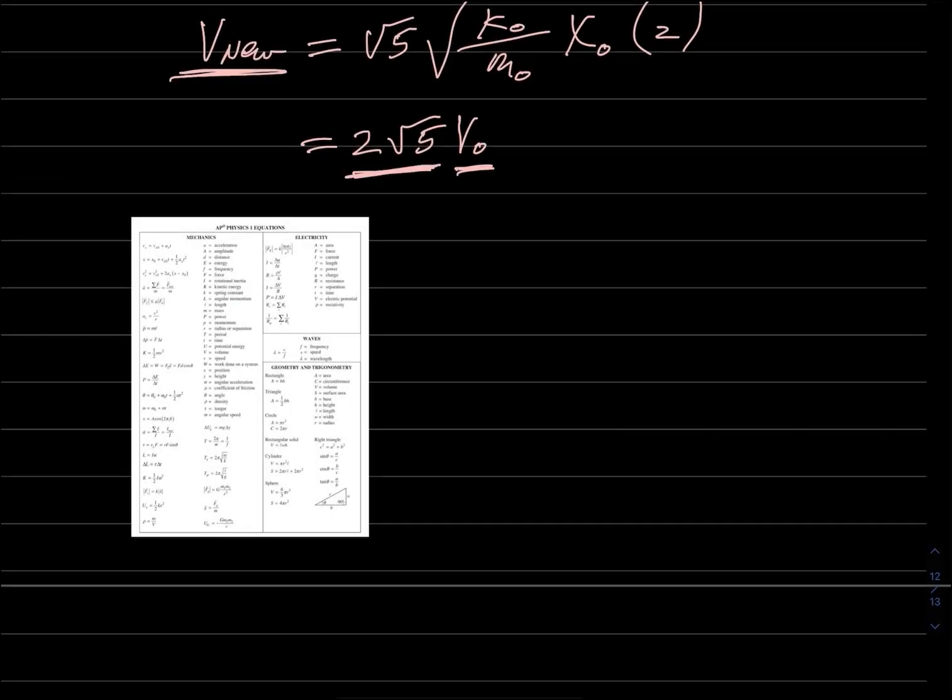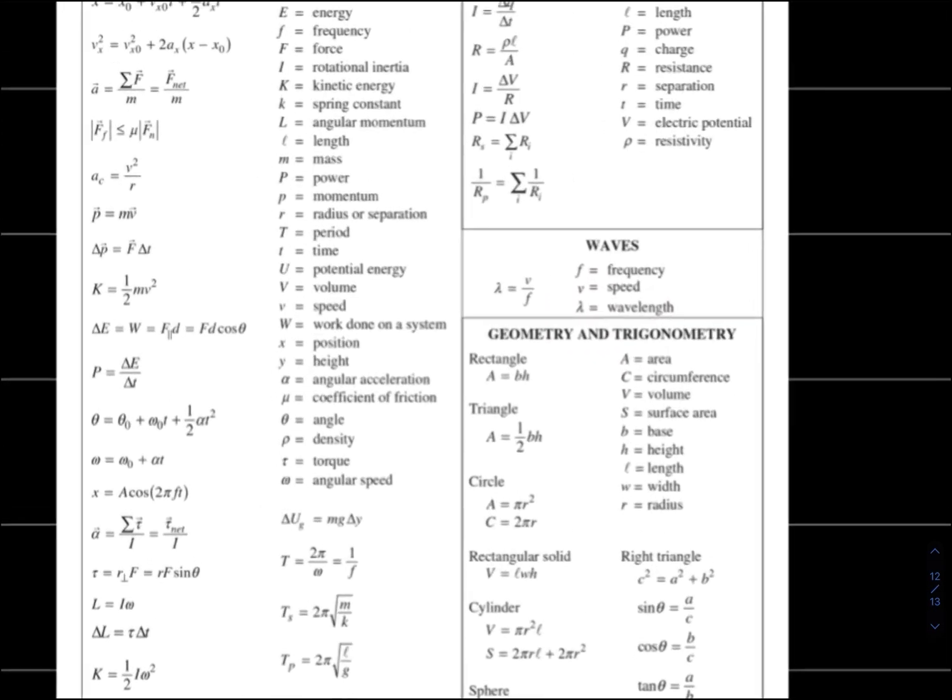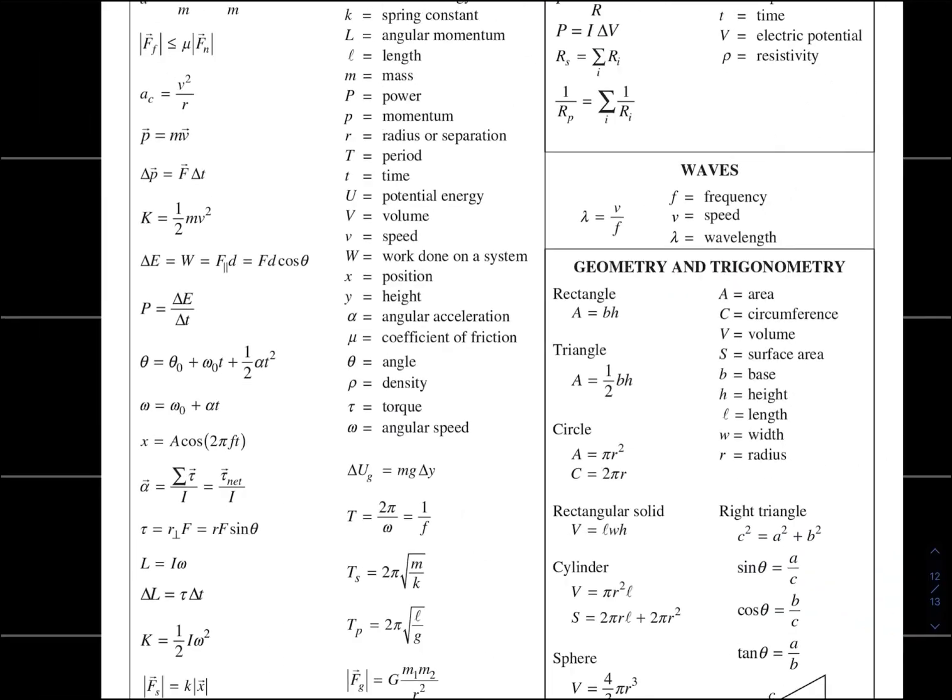If we go back to the page of formulas for the AP test, and we zoom in, we see this formula right here. x equals A cosine 2 pi f t. That f is frequency. What is that all about? Let's figure out where that equation came from. I want you to understand, but not memorize, the following derivation. But just following along will reinforce your understanding of frequency and period and angular speed.